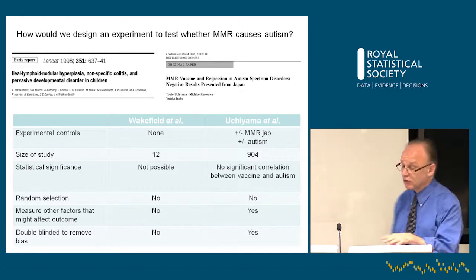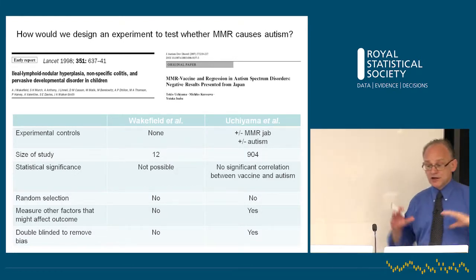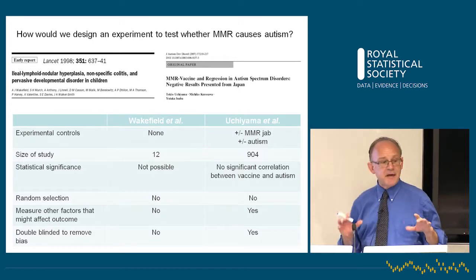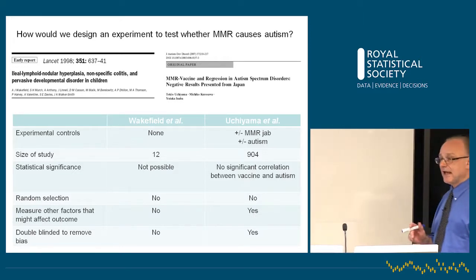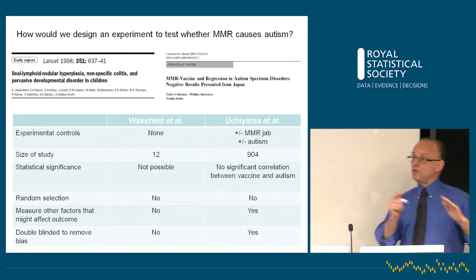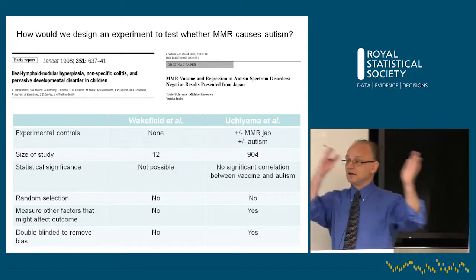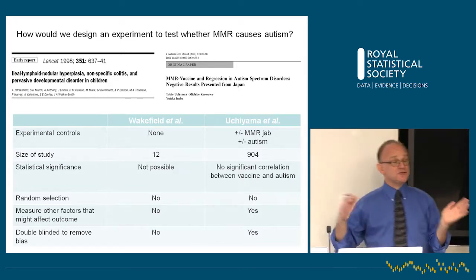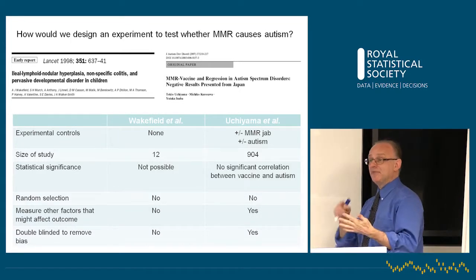There were no controls. Uchiyama and his colleagues did something very clever. They exploited the fact that the MMR vaccine was only available in Japan from the late 80s to the early 90s. So before the late 80s, there was no MMR vaccine. Then there was for a few years, and then there wasn't again because Japan switched to separate vaccines, the M, and the R.